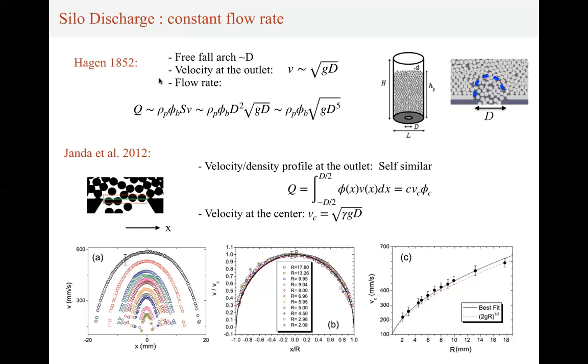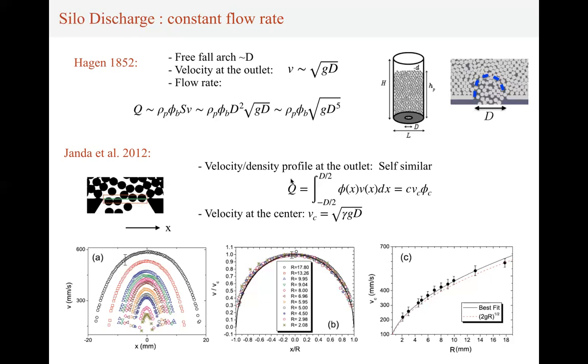So recently, a team from Spain developed the same kind of monolayer apparatus that was shown before. From this monolayer apparatus, they measured what's happening at the outlet. So they get the velocity, and they get the density. It's really interesting to have the density in this kind of experiment.